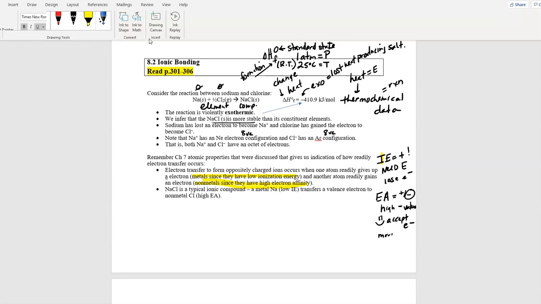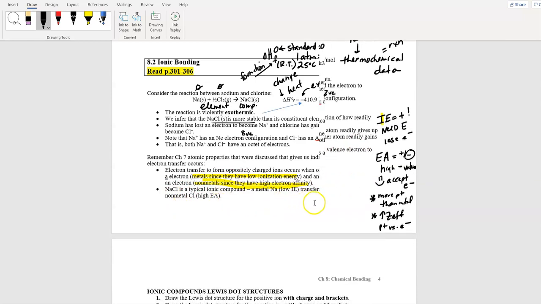Because they have more protons than metals. Okay? Nonmetals always have more protons than metals, and that's why they're very willing to accept those electrons, because they have a very strong attraction between the protons and the electrons. Okay? So sodium chloride, a typical ionic compound: the metal has low ionization energy, and will transfer that one valence electron to the nonmetal chlorine because it's very happy to accept it.